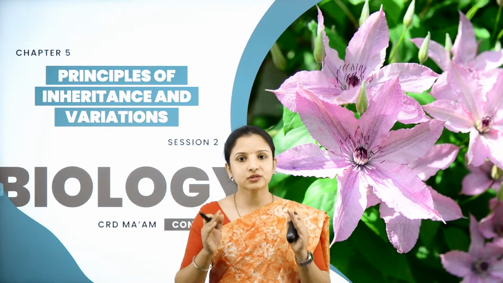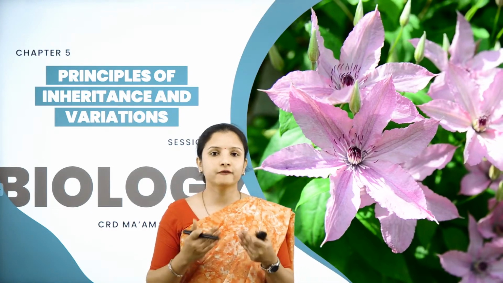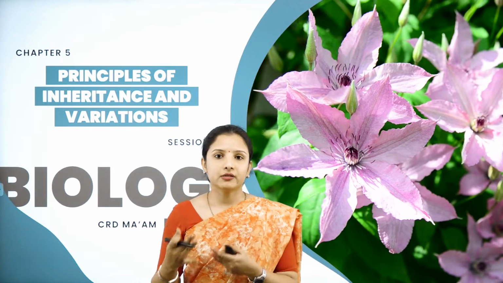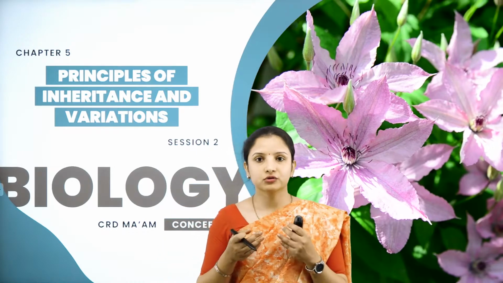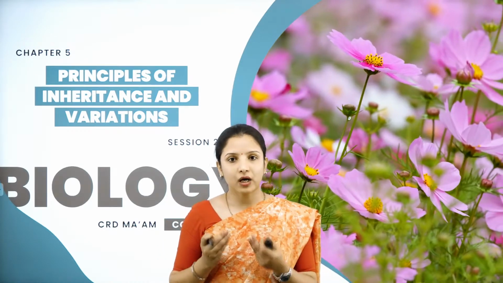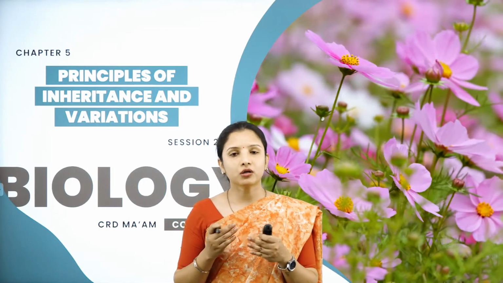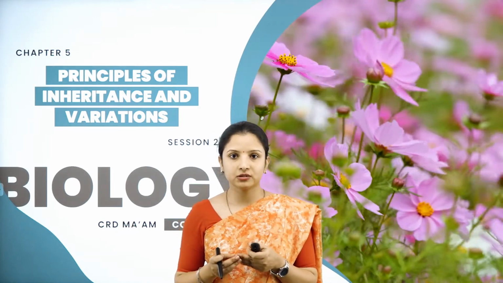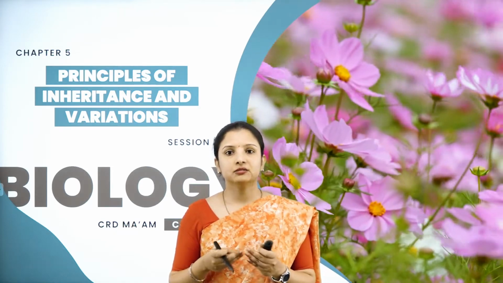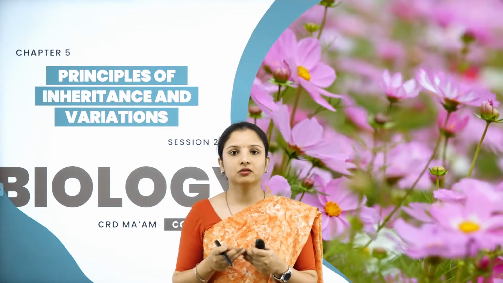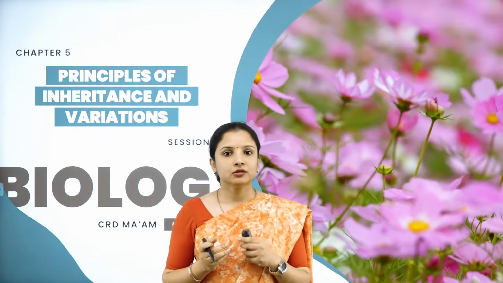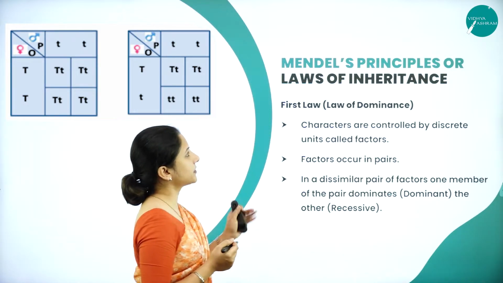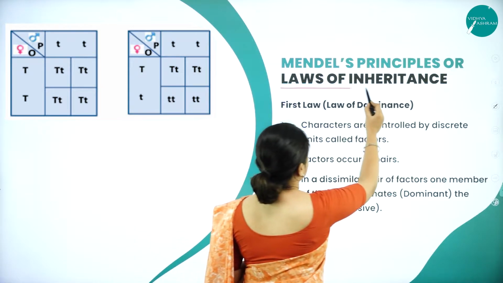Based on those experiments, he put forth two important laws so that he could explain it to the people. So what are those two laws? And there is one more inheritance which was not put forth by Mendel, called non-Mendelian inheritance. In that non-Mendelian inheritance, which is also called incomplete dominance or codominance, we shall see what happens. So moving on to the session, we shall first study Mendel's principles or laws of inheritance.